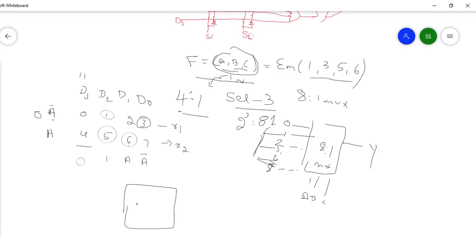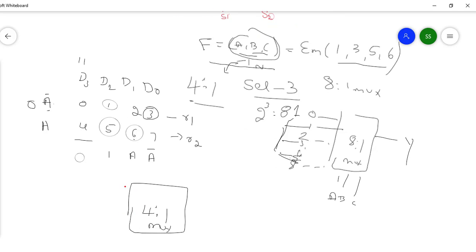Take 4 is to 1 mux. Here we have something called D0, D1, D2, D3. Okay. Now what you have to give for D0? For D0 you have to give A bar because I got A bar here. Next, for D1 I got A, so you have to give A here. And D2 you have to give 1 here. And D3 nothing, you have to give 0 here.